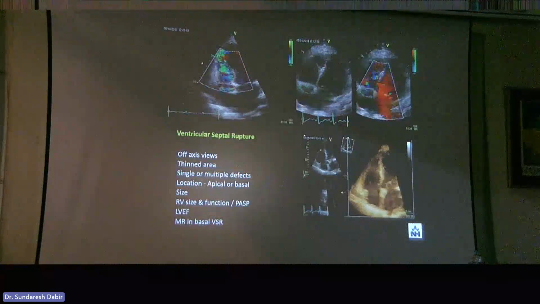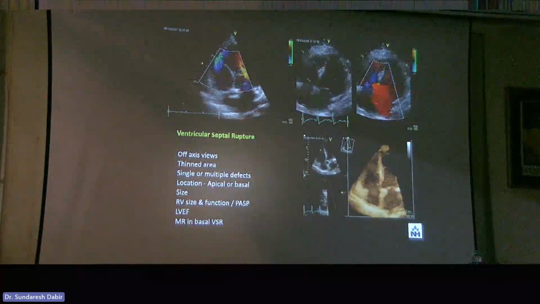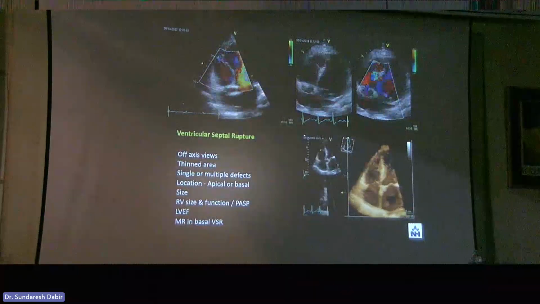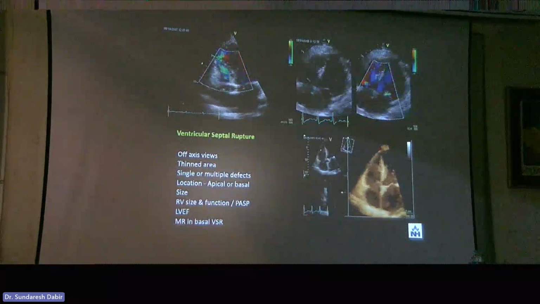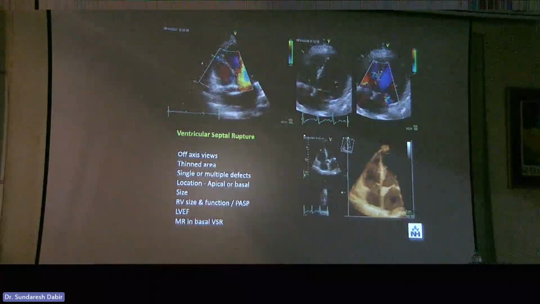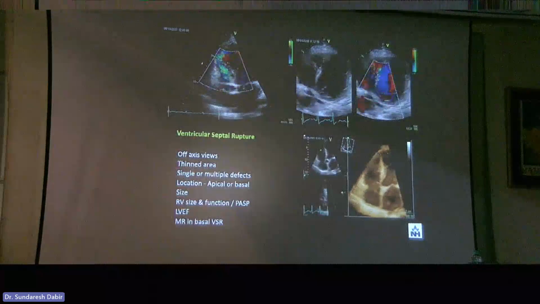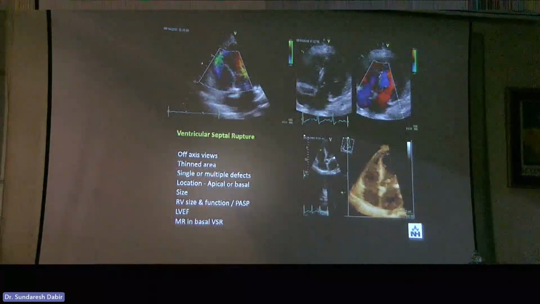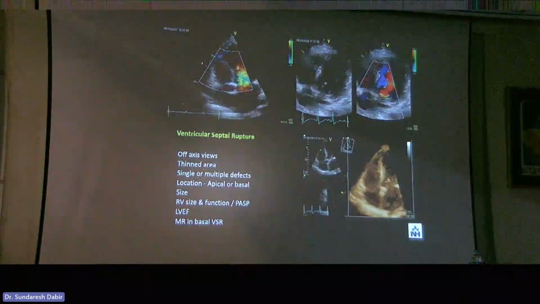Next is the ventricular septal rupture. Again, you'll see it quite frequently. It's very important that your traditional views may not be able to pick it up. The clinician will say, I hear a murmur, so do the echo, I suspect a ventricular septal rupture. You do your four chamber and you're not able to see it, especially the small ruptures. So go a little off axis. That means you tilt the four chamber and make it a slightly different angle altogether. That's when you pick up these ventricular septal ruptures better.